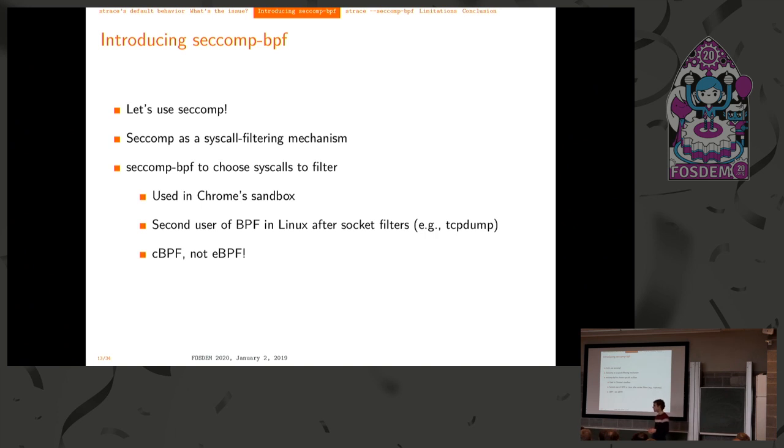As a side note, seccomp-bpf is the second user of BPF in the Linux kernel after the socket filters, but before all of the other eBPF stuff you've probably heard about. And it's cBPF in seccomp-bpf, it's not eBPF, so it's very much limited compared to what eBPF can do.